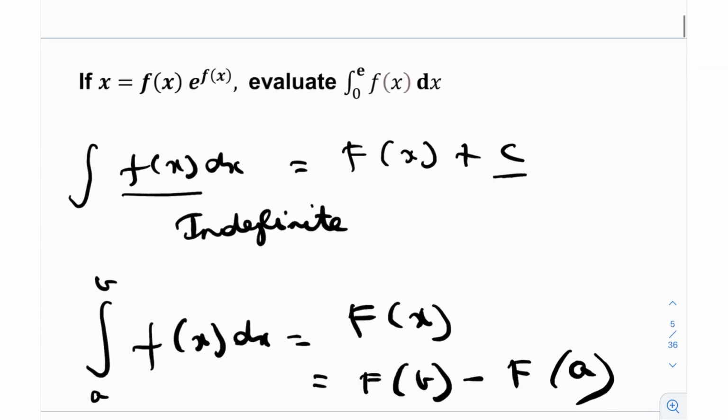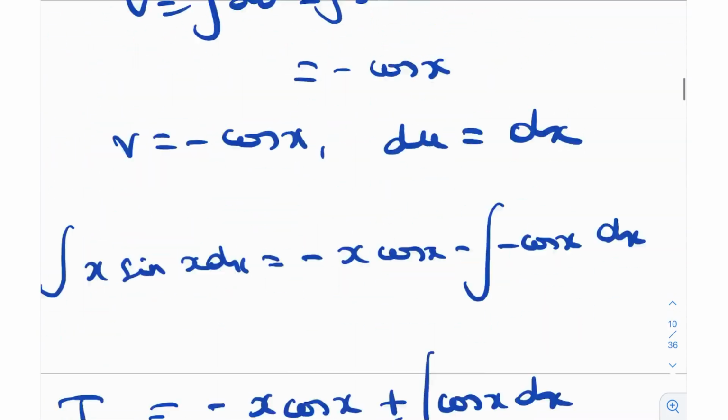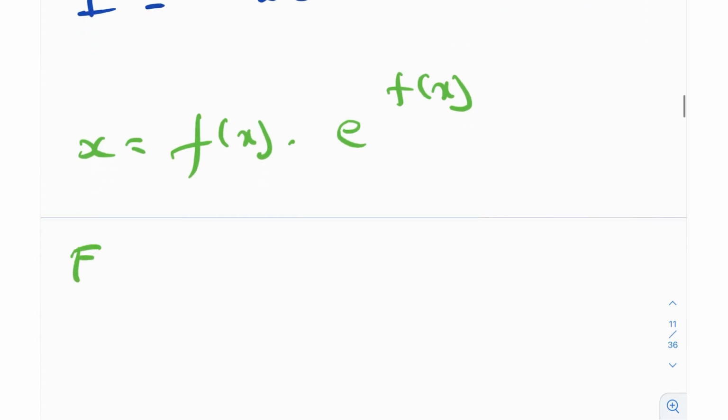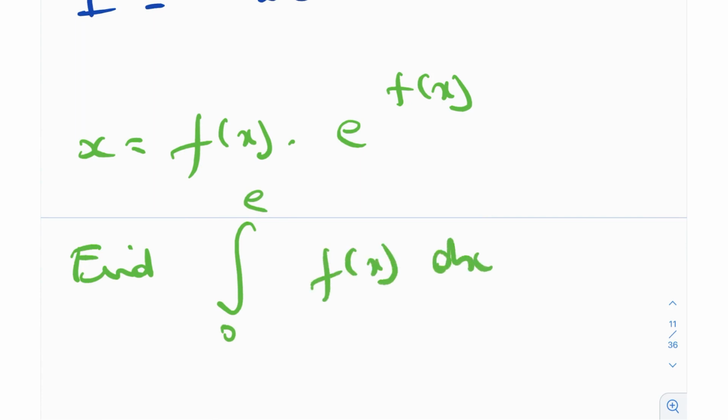So they have told us that x is f of x times e raised to the power f of x, and we have to evaluate this integral. So let me just write this below. What have they given us? They've given us that x is f of x times e raised to the power f of x. And we need to find the value of the integral from 0 to e. So it's a definite integral of f of x dx.